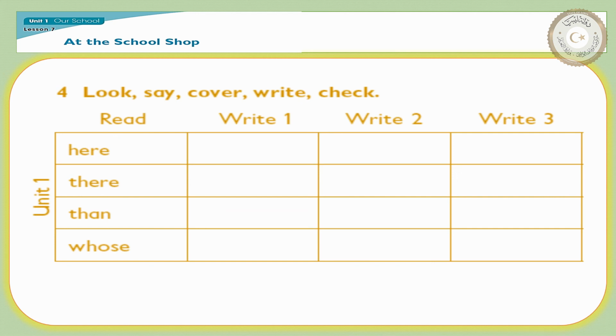Okay, now look, say, cover, write and check. I need you to remember these 4 words. What are they? Here, there, than, and whose. I need you to try to remember how to write these words, and we need to check. So now close your eyes and close your book. Take your notebook and write the first word here. Here is my classroom. Here.